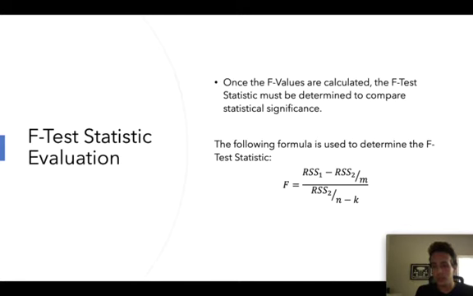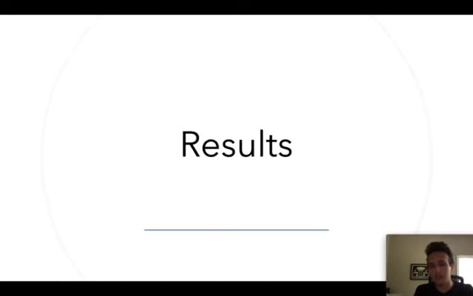Finally, we need something to compare these F values to, and that's what we have the F-test statistic for. This is going to be the formula that we employ, essentially asking if the residual sum of squares is statistically different, or dividing the residual sum of squares by the second residual sum of squares, and trying to decide whether or not these values are greater or less than the F-test statistic.